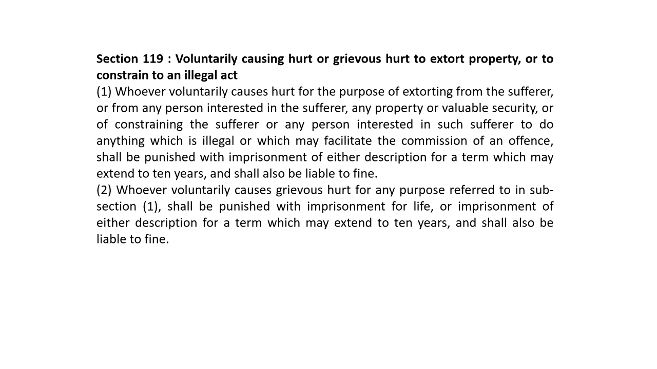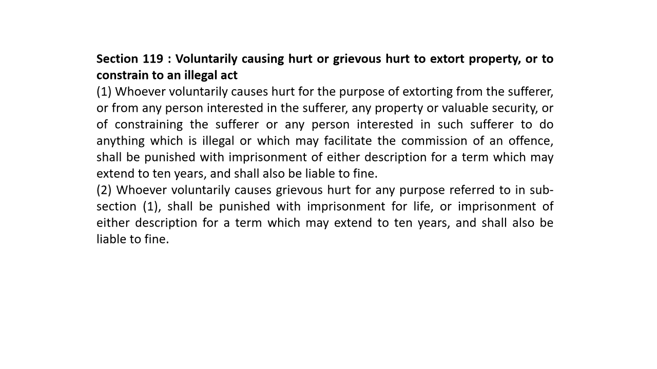Whoever voluntarily causes hurt for the purpose of extorting from the sufferer or from any person interested in the sufferer any property or valuable security, or of constraining the sufferer or any person interested in such sufferer to do anything which is illegal or which may facilitate the commission of an offense, shall be punished with imprisonment of either description for a term which may extend to 10 years and shall also be liable to fine. So, you see, there is a higher punishment prescribed when somebody causes hurt or grievous hurt with the intent to extort property or to compel that person to do an illegal act. So, whoever voluntarily causes grievous hurt for any purpose referred to in subsection 1 shall be punished with imprisonment for life.